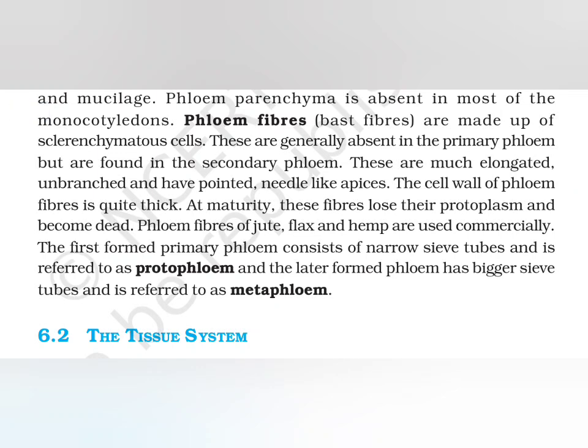These are much elongated, unbranched and have pointed, needle-like apices. The cell wall of phloem fibers is quite thick. At maturity, these fibers lose their protoplasm and become dead. Phloem fibers of jute, flax and hemp are used commercially. The first formed primary phloem consists of narrow sieve tubes and is referred to as protophloem, and the later formed phloem has bigger sieve tubes and is referred to as metaphloem.